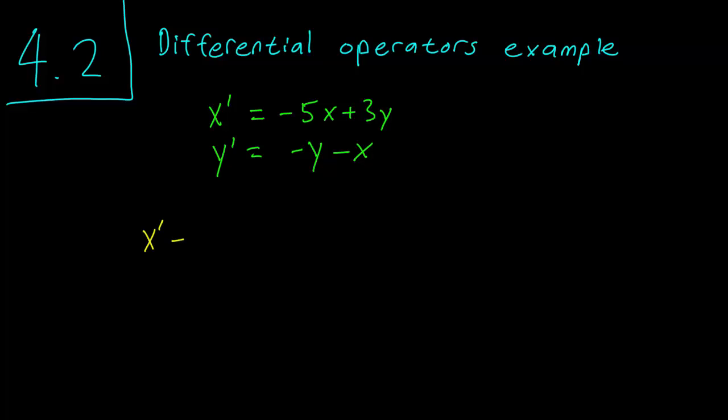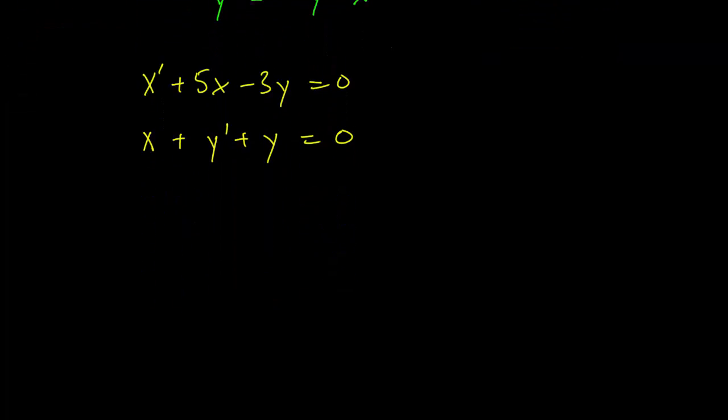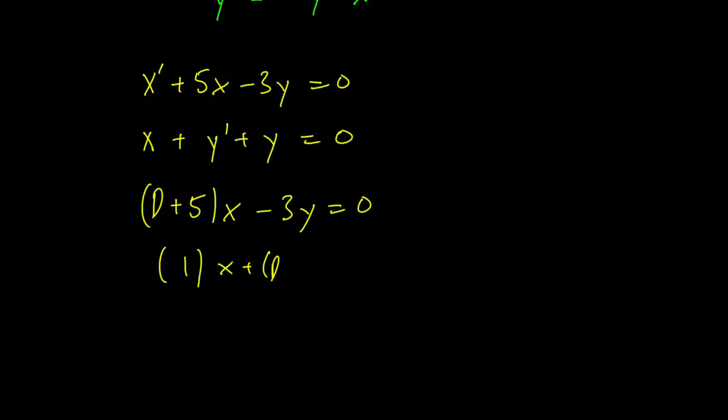x' + 5x - 3y = 0. And remember, we always want to have the x's first whenever we do this. y' + y = 0. And this means that in operator form, our equation is (D + 5)x - 3y = 0, or this is 1x + (D + 1)y = 0.